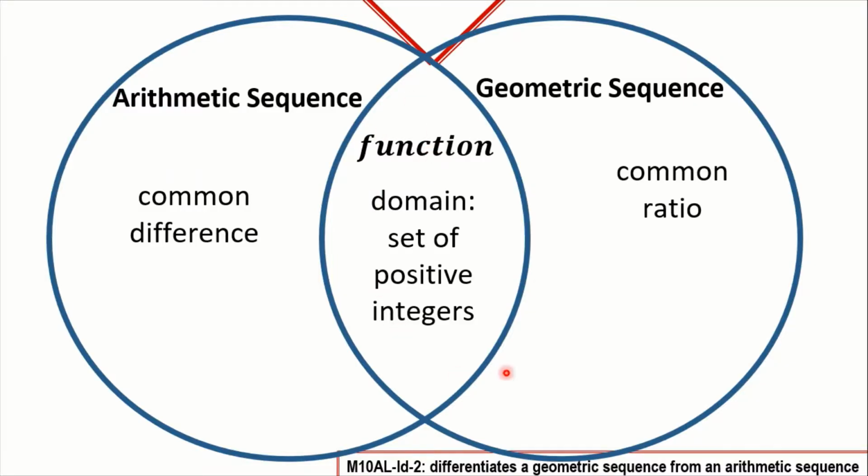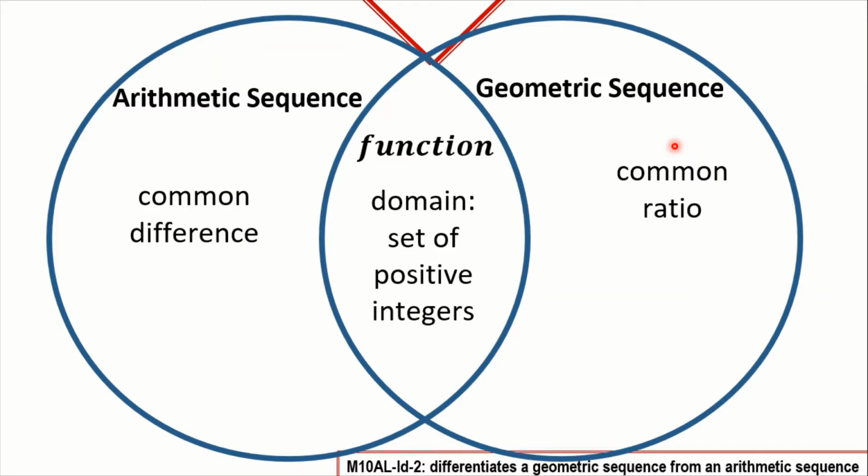So, ang pagkakapareho ng arithmetic and geometric, pareho silang function at ang domain nila ay set of positive integers. Pinagkaiba nila is yung common difference ang arithmetic, ito yung ina-add to each of the terms, and then geometric, common ratio, ito yung minomultiply to each of the terms. Then, aside from these concepts on arithmetic and geometric, meron din silang pagkakaiba when it comes to their graphs.